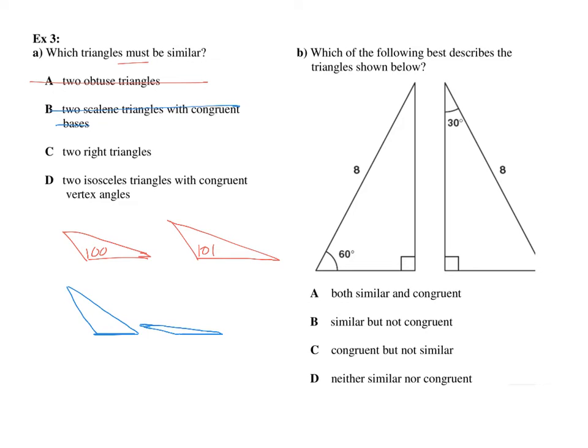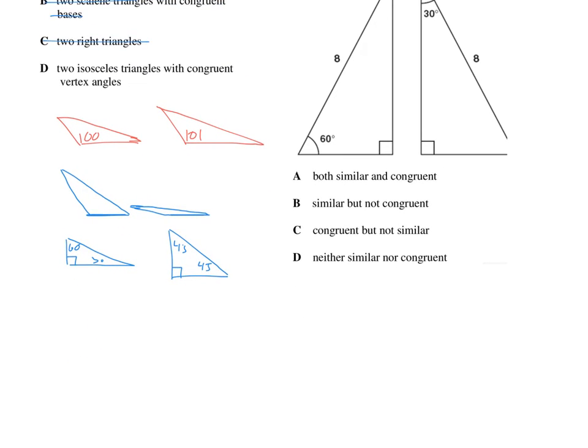Two right triangles. All right, well, here's a right triangle. And here's another right triangle. I could say that this is 30, this is 60. I could say that's 45, that's 45. All right, here I have two right triangles. Are they similar? No, the angles aren't the same. So by process of elimination, we could just say that D is correct, but let's verify that.